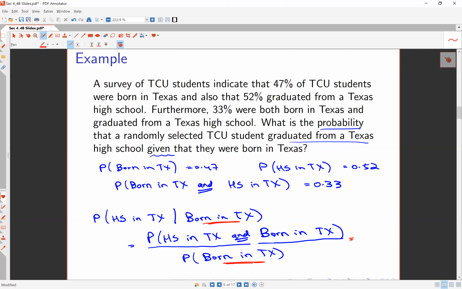The probability of the AND statement is 0.33. The probability of being born in Texas is 0.47. And so if I do this calculation and round to 4 decimal places, it's 0.7021. So there's my probability, very close to 70%. If I know a TCU student was born in Texas, there's about a 70% chance that they also graduated from high school in Texas.